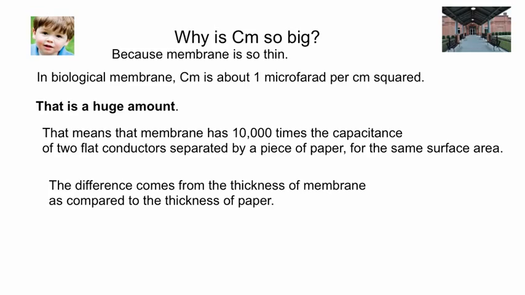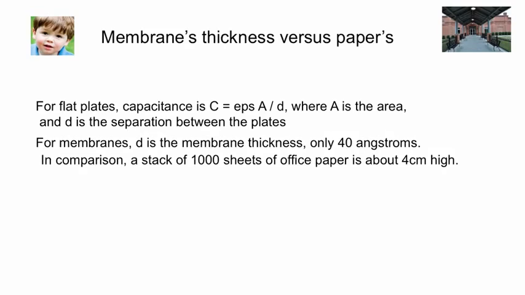To think about why Cm is so big, you have to think about, why is the membrane so thin? Let's just think about the following experiment. For flat plates, capacitance can be found by the formula C equals epsilon 0 A over D, where epsilon is a constant that has to do with the material. The material can be air, the material can be membrane, and epsilon changes accordingly, but it has a value that's more or less known.